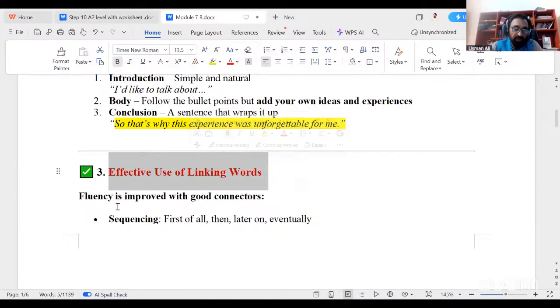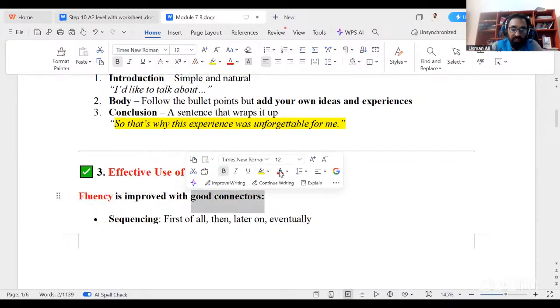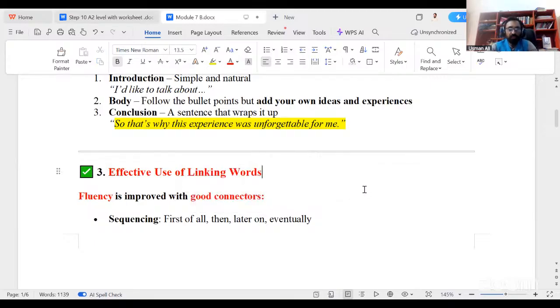Okay. For example, fluency is improved with good connectors. You must be fluent, and you will use good connectors. Good connectors mean you will have to link the words. Sequencing, first of all. For example, you are going to add time sequence. So you can say first of all, then, later, and eventually.